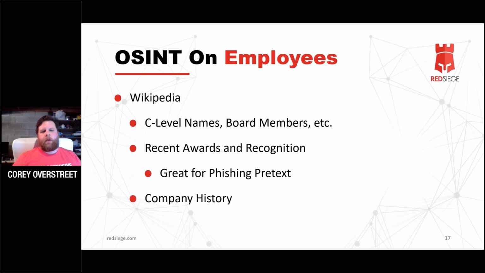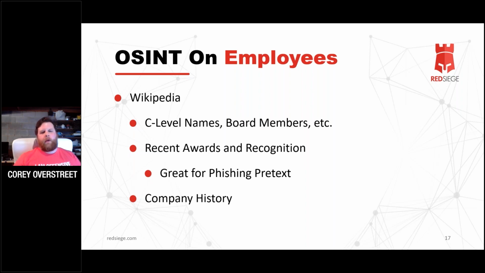Another great thing you can get from Wikipedia would be recent awards and recognition. This would be things like we're celebrating our 50th anniversary as a company, or we just got voted number one in customer service. These things are awesome for phishing pretexts. A lot of times we'll pretend we're a third party company saying, hey, we're working with you as an organization, we're throwing a banquet to celebrate your recent award. Here, open this invitation, sign up, and we'll make sure that you and your family are RSVP'd.